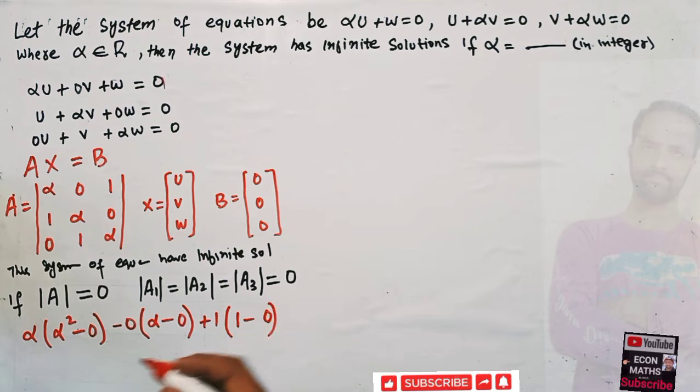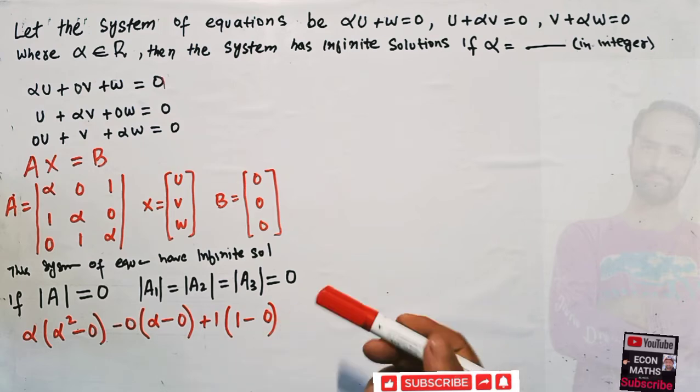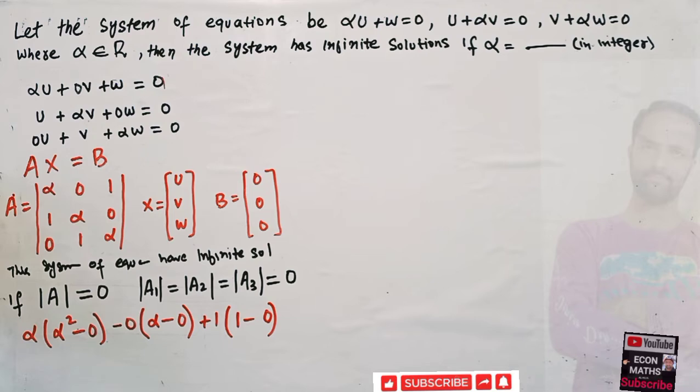I have explained this whole stuff in the matrices series, the linear algebra series. You can find out how we use Cramer's rule or how to find the determinant. So this whole expression should be equal to 0. Now here you can see we have alpha into alpha square, this is alpha cube. Since this 0 is multiplied to this term, this whole part will become 0. Here we have 1 into 1 is 1. That means alpha cube plus 1 should be equal to 0.